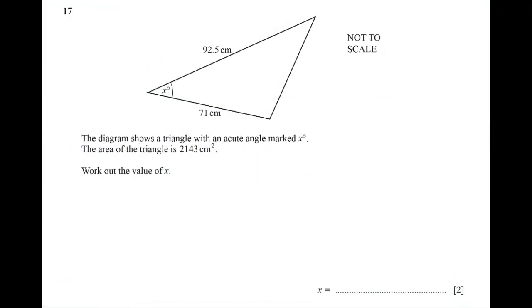Question 17. The diagram shows a triangle with an acute angle marked as x. The area of the triangle is 2143. Work out the value of x. To find the value of x, we have to know the rule of the area of the triangle.